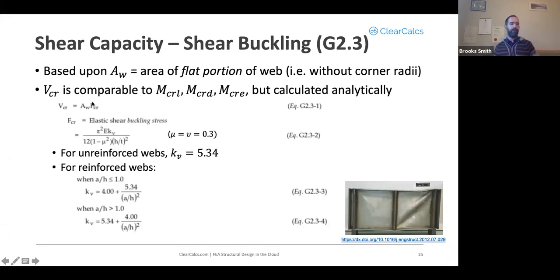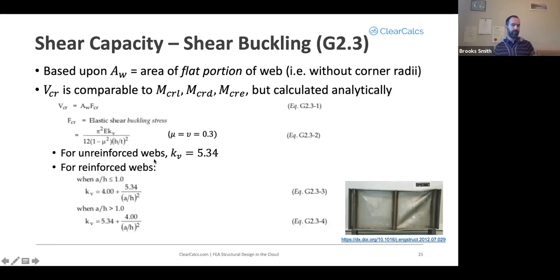And for that, first you calculate a critical shear buckling capacity, VCR. That's comparable to the MCRL, MCRD, MCRE that we looked at earlier, but it's calculated purely analytically. That's equal to the area of the web times this calculated buckling capacity that you see in the middle of the slide here. Of note, for some reason, AISI prefers to use mu instead of nu. That's still Poisson's ratio. It's still equal to 0.3 for steel.